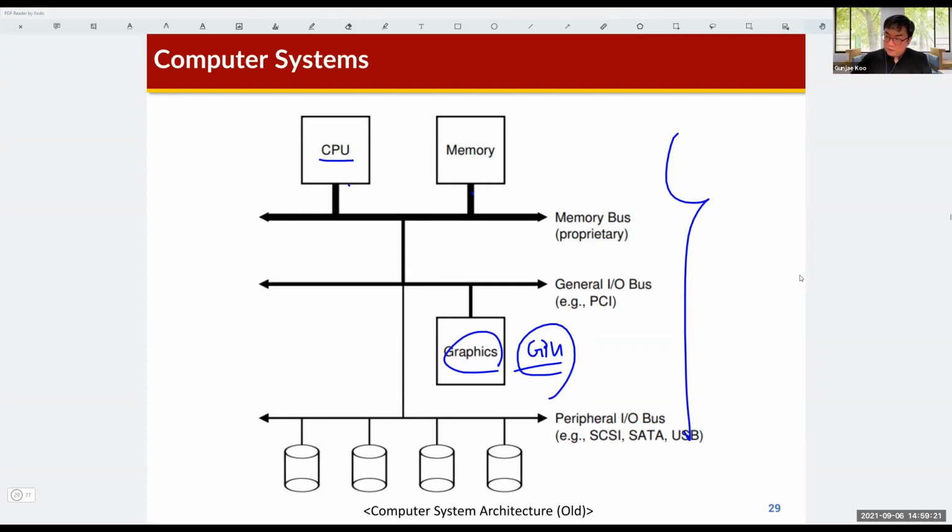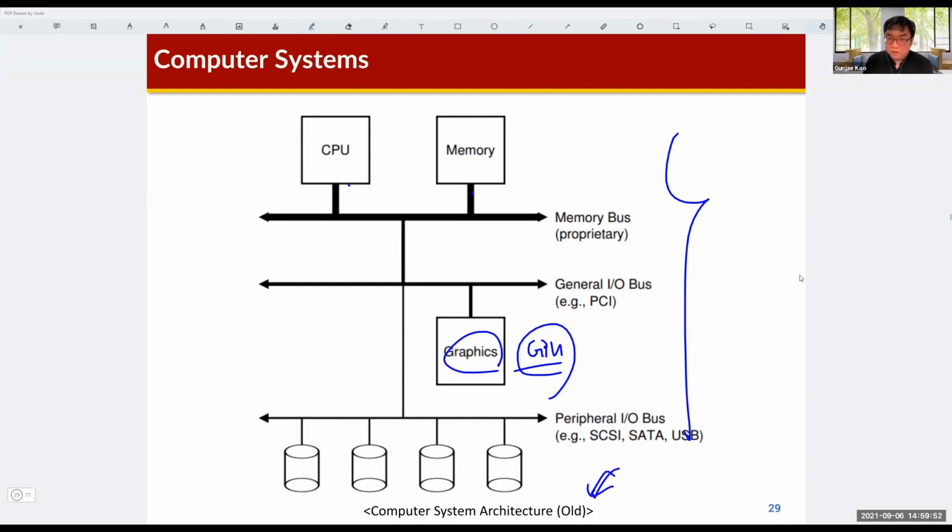In the previous slide, we just focused on the inside of the CPU, so it's a more detailed abstraction level. But now we focus on the components of the computer system. It's the more systemic view. So computer components are connected like this, but it's an old computer system architecture.